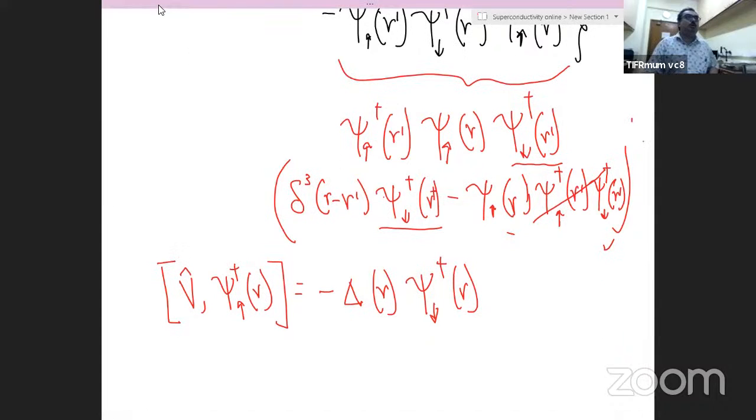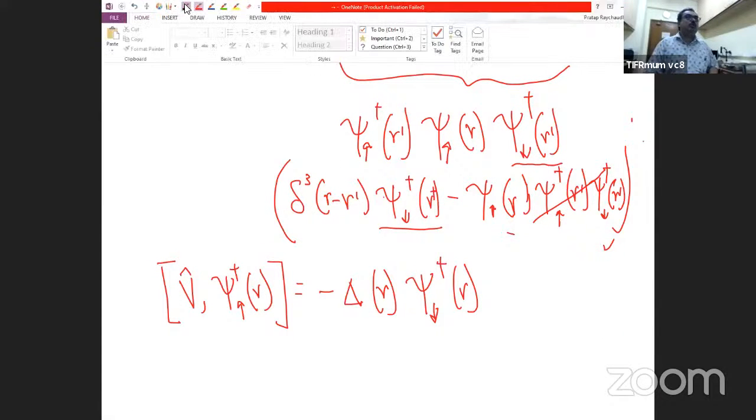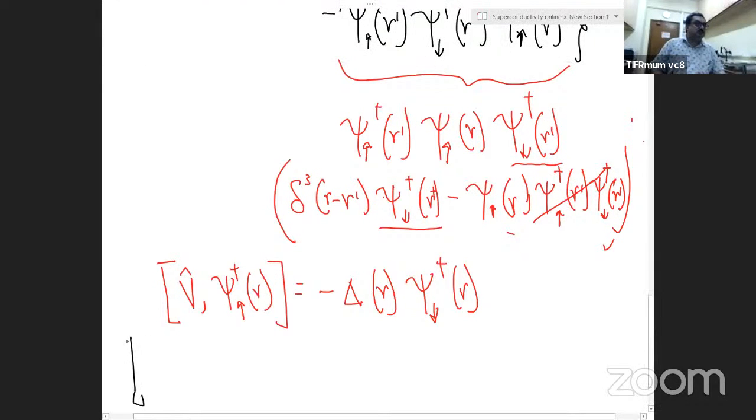So therefore, now let me write down the full commutation, and then what we will do is we will compare the result that we got from the form 1 of the Hamiltonian that we took, and form 2 of the Hamiltonian that we took. Okay, so first we have to finish this.